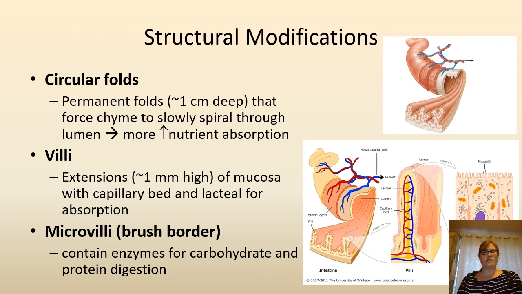The small intestine is where we're going to absorb our nutrients. There are lots of modifications in place for that. And so we have our circular folds. Sometimes they're known as plicae circulares.